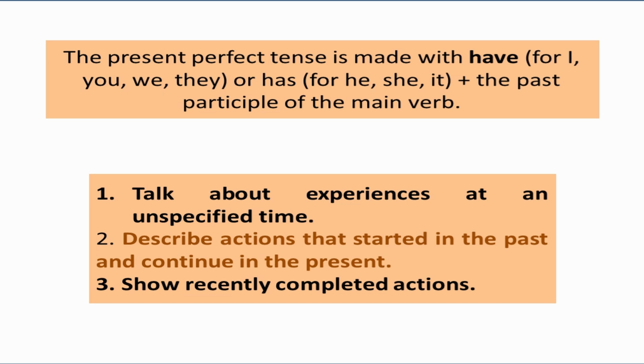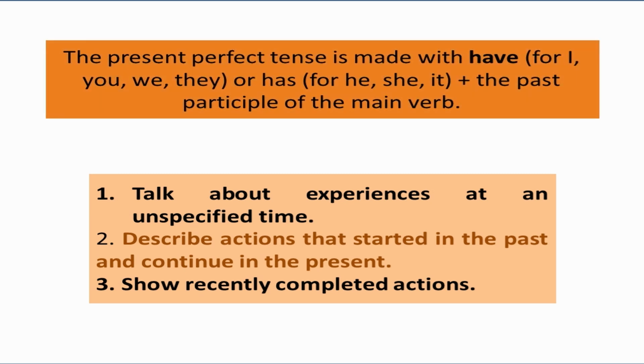I hope you know the meaning of past participle. For example, the infinitive is to do. The past tense of the verb to do is did. The past participle is done. So the rule or the formula is have or has plus the past participle of the main verb.